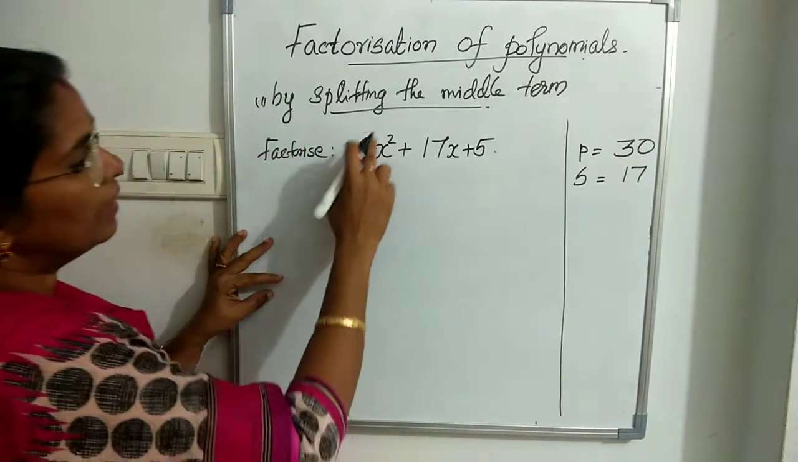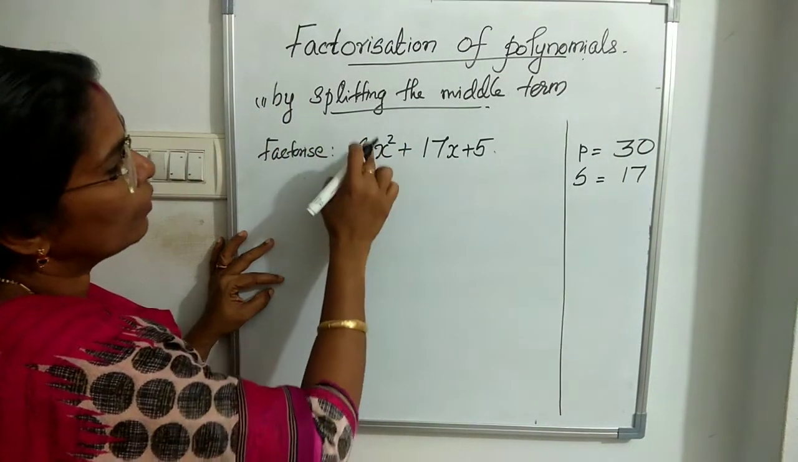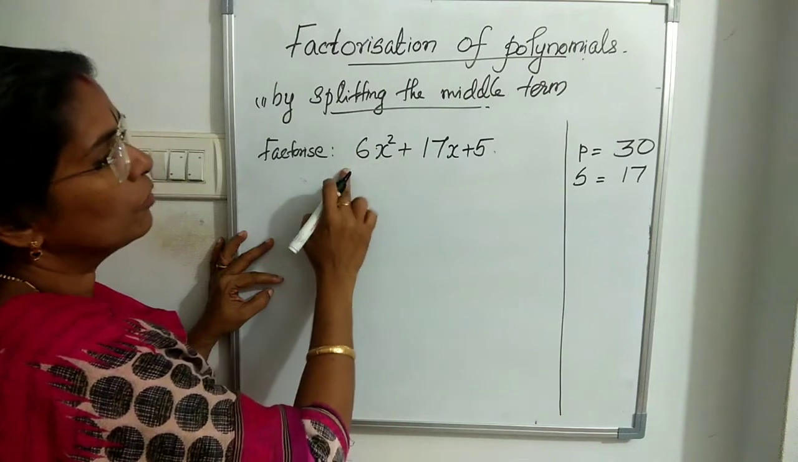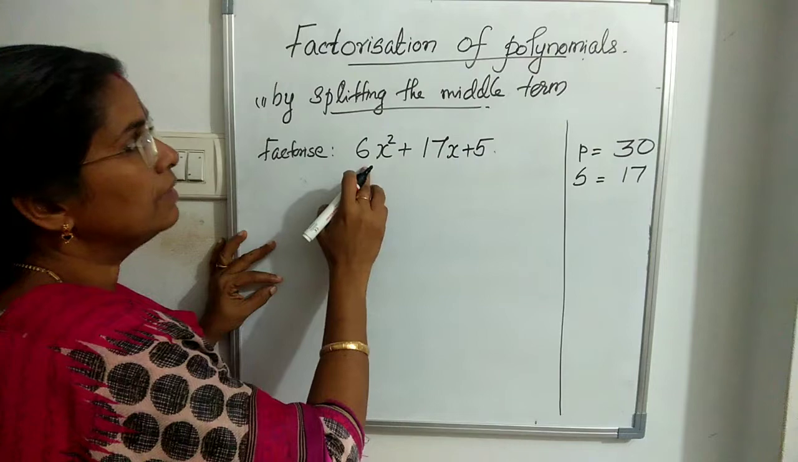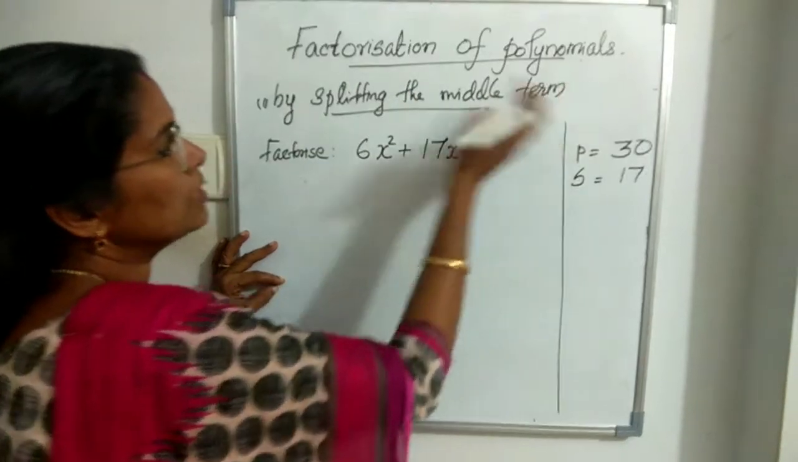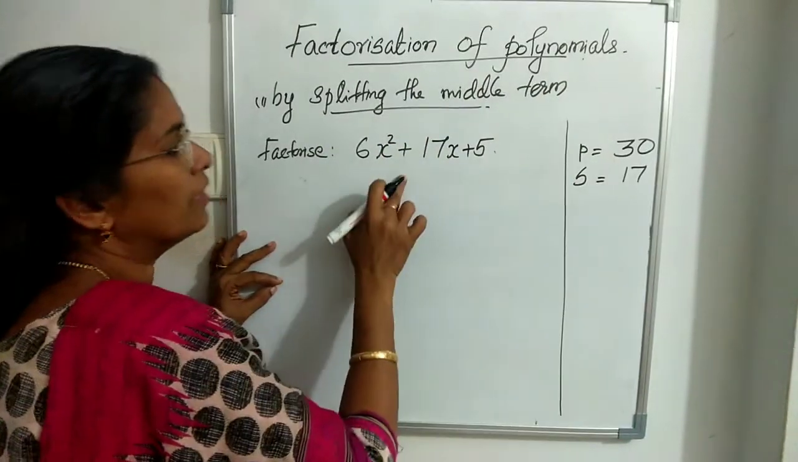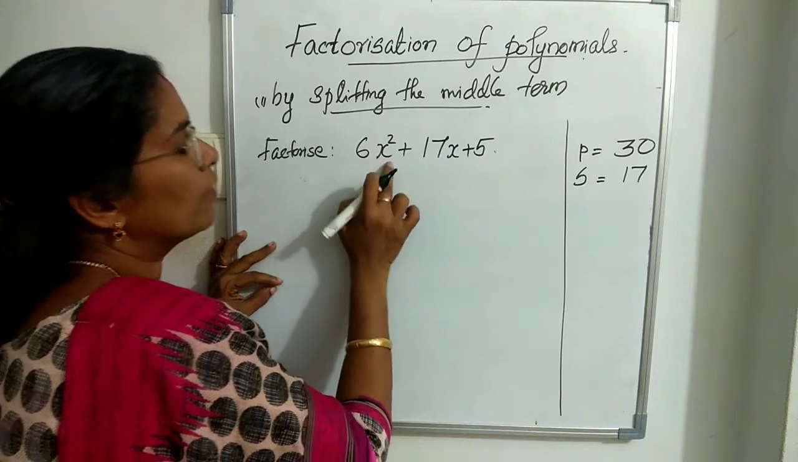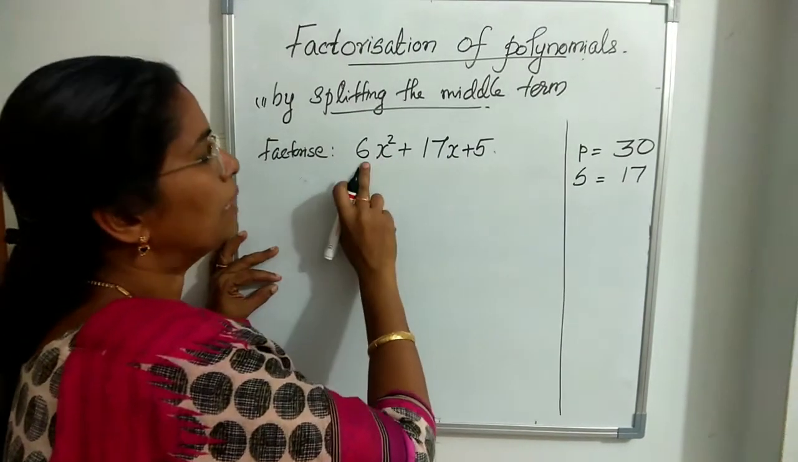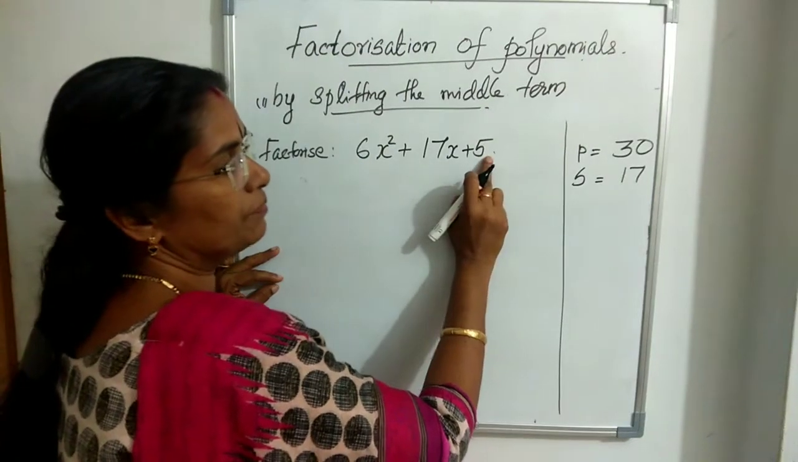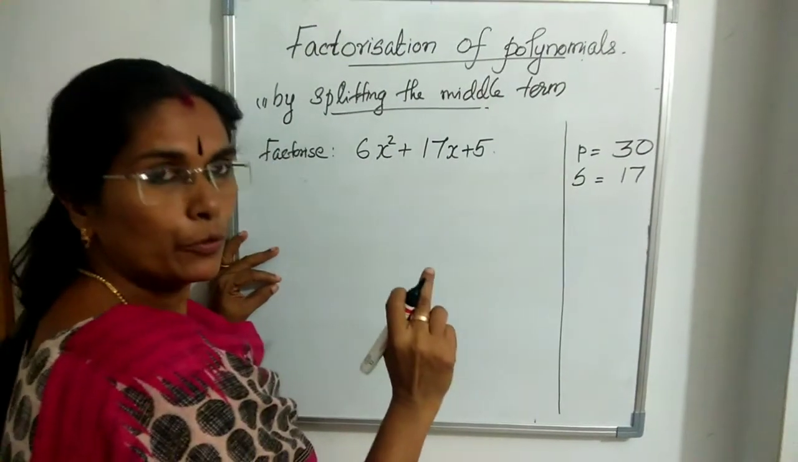Last year we learned with the coefficient of x square always 1, so we were not considering this coefficient. But in factorization of polynomials by splitting the middle term, this year we consider the coefficient of x square. Sometimes some values are given. That value we have to multiply with the constant, and that is the product of the two numbers.